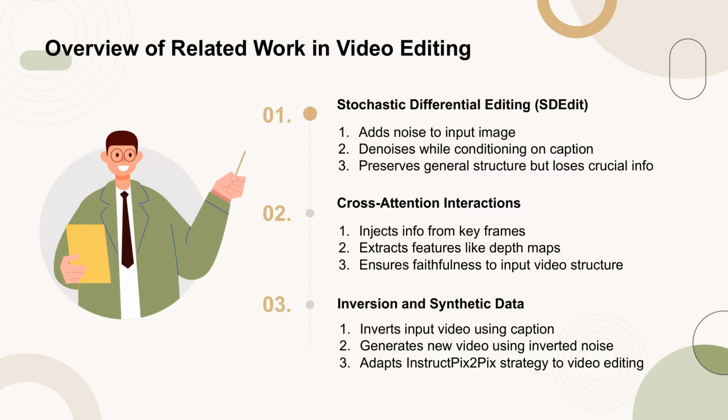The initial approach to video editing involves stochastic differential editing, SDEdit, which adds noise to the input image and then denoises it while conditioning on a caption. This method preserves the general structure of the video but can lose crucial information such as subject identity and textures. A more dominant approach involves cross-attention interactions, where information from key frames is injected to ensure faithfulness to the input video structure. This is often combined with feature extraction, such as depth maps or optical flow.